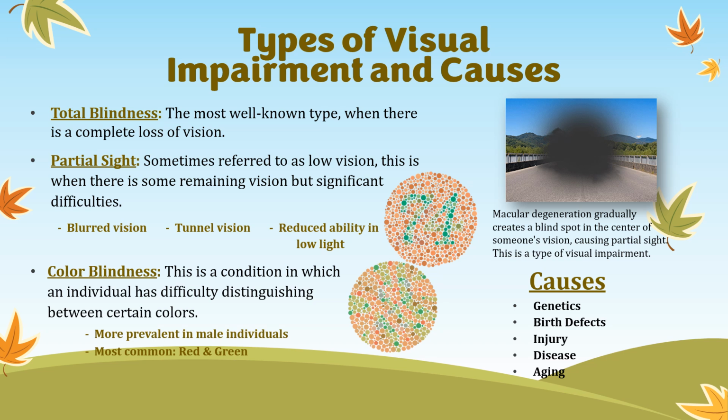Causes of visual impairment can be genetics, birth defects, injuries, diseases, and aging.